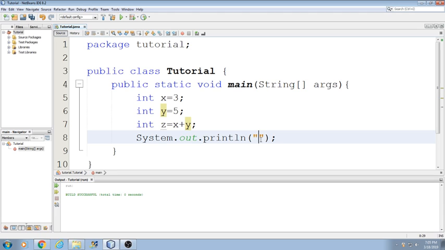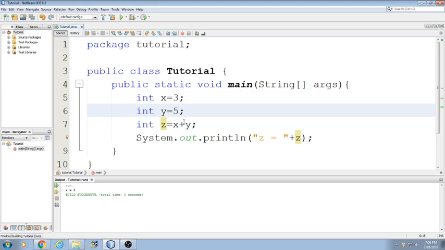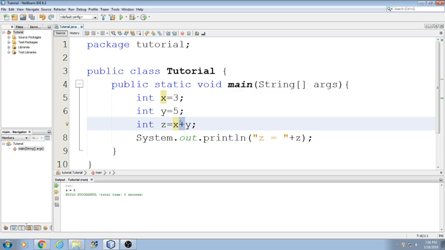Let's go ahead and say z equals, and we print z. Alright, z is equal to 8. As expected, it adds the 2 together. Subtraction, same thing. Just like you learned in math class, it'll subtract y from x. It should result in -2. And there it is. z is equal to -2.